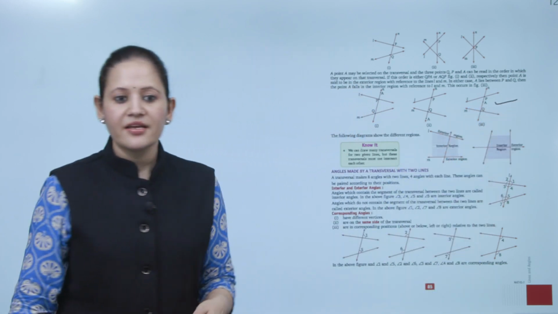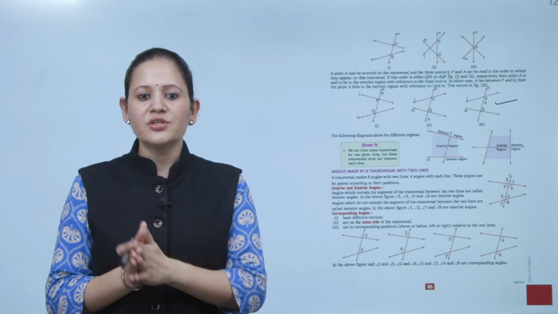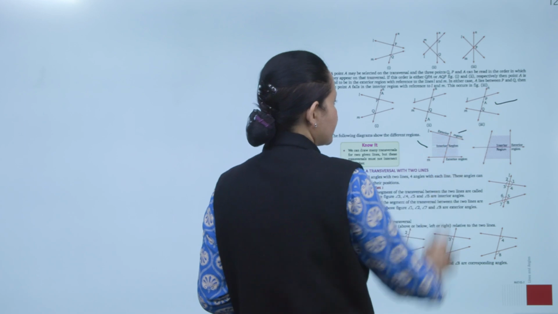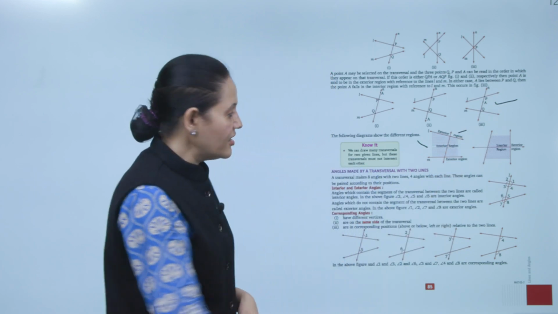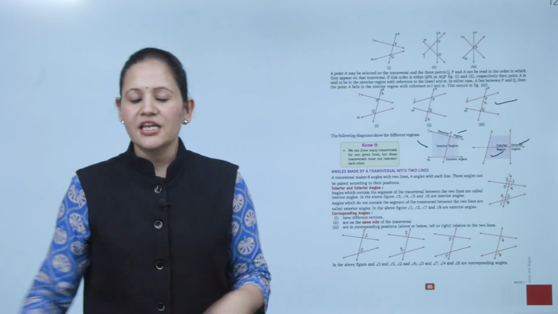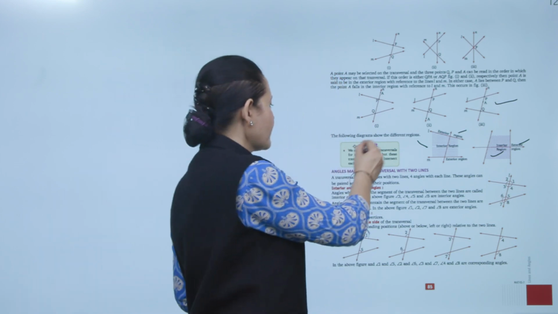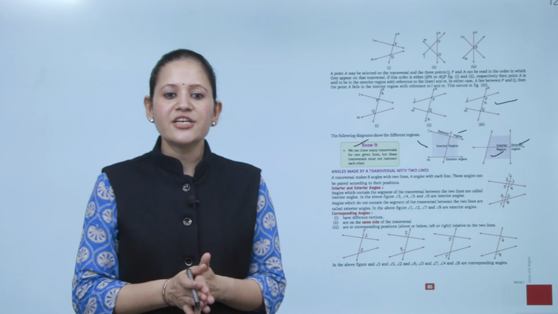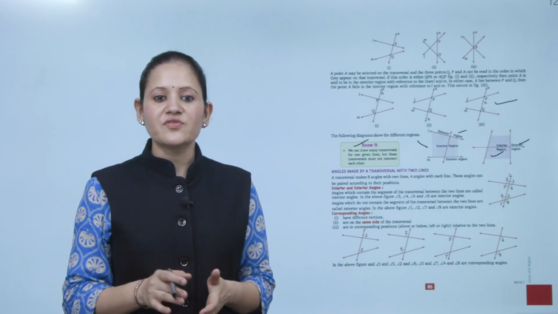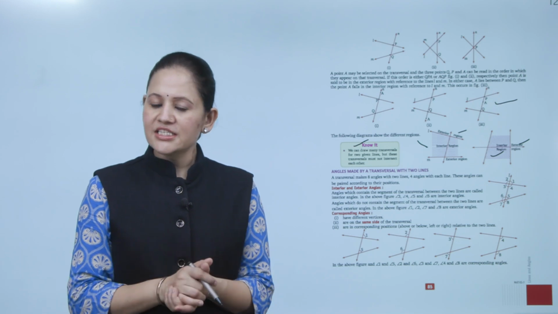Clear? The following diagram shows the different regions. So here you can see this is the interior region and this is the exterior region, and here this is the interior region and this is the exterior region. Next, know it. We can draw many transversals for two given lines, but these transversals must not intersect each other.